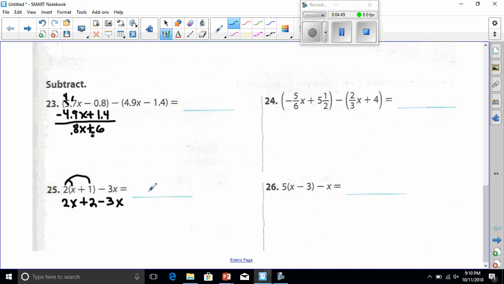We don't need to add anything to it. There's no parentheses. So really, we've just got 2x. Remember, these are like terms, 2x and 3x. So negative 3x plus 2x is going to give us negative x. And all that's left is positive 2 after that. So it's negative x plus 2. That's our answer.